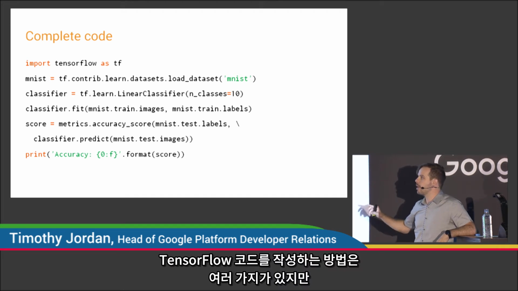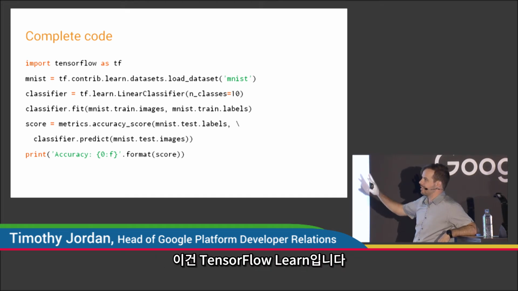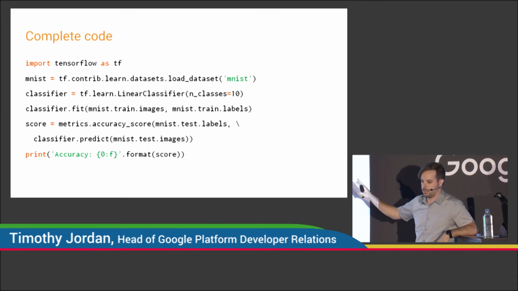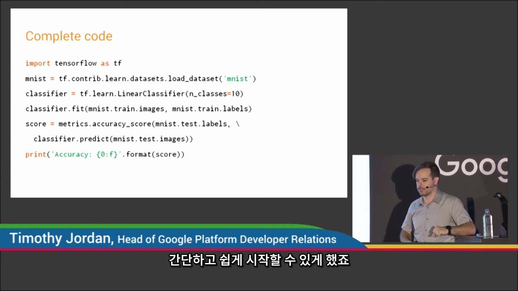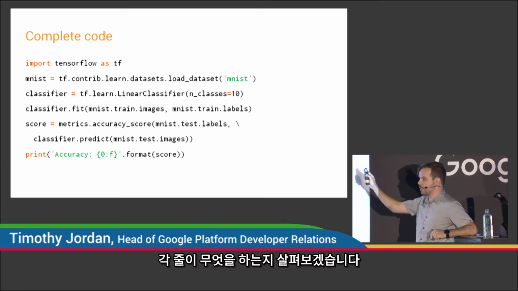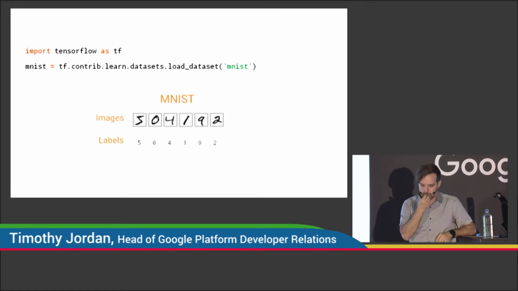Now, there's a bunch of different ways to write TensorFlow code. You should know that this is what we call TensorFlow Learn. It's a high-level ML library on top of TensorFlow, so it makes it a lot simpler and easier to get started. Now let's look at what each of these lines do in turn.